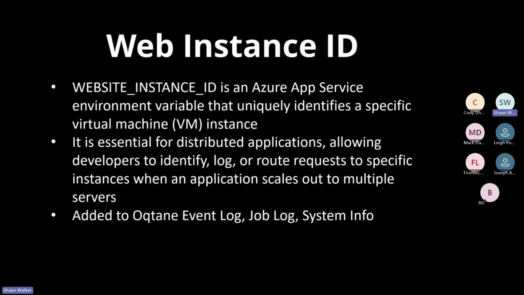And so we capture this information when it's available and store it in the event log. When an event occurs within the Oqtane framework while it's running, you want to know what website instance it occurred on. So that information will be logged in the event log. It'll be logged in the job log for scheduled jobs. And in the system info area, you can navigate there and it'll tell you what the current instance ID is. So that's been added to the framework as well.